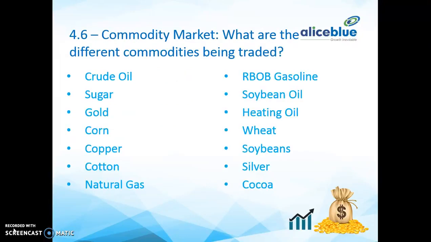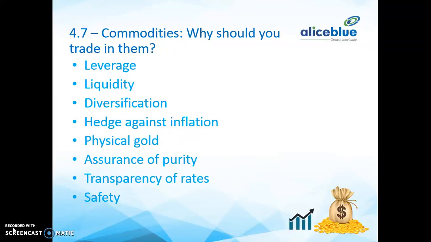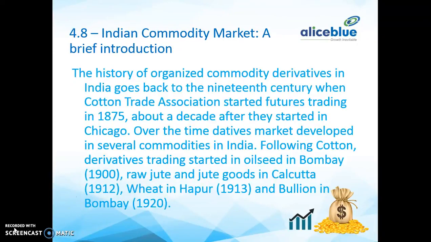Commodity market. What are the different commodities that are being traded currently? It includes crude oil, sugar, gold, corn, copper, cotton, natural gas, RBOB gasoline, soybean oil, heating oil, wheat, soybeans, silver, and cocoa. So why should you trade in commodities? The reasons are because of leverage, liquidity, diversification, hedge against inflation, physical gold, assurance of purity, transparency of rates, and safety.